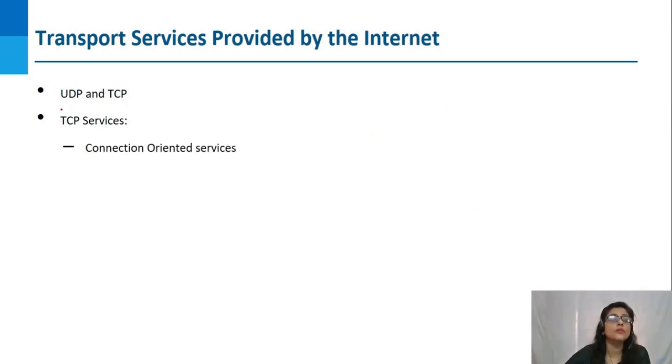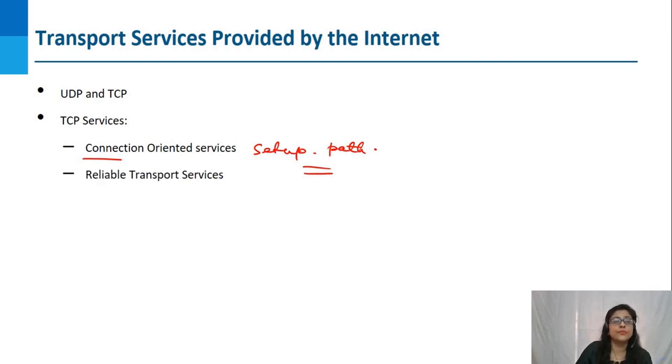Now, let us look at the TCP services. Always remember that TCP is a connection-oriented service. The meaning is that a setup path is required before the connection is made, and after the connection is terminated, the setup path is removed. TCP provides reliable transport services, and it has congestion control techniques.